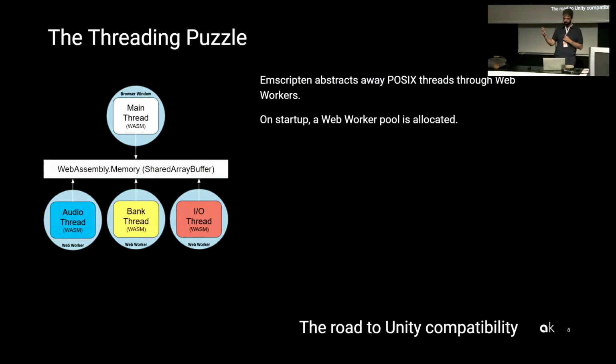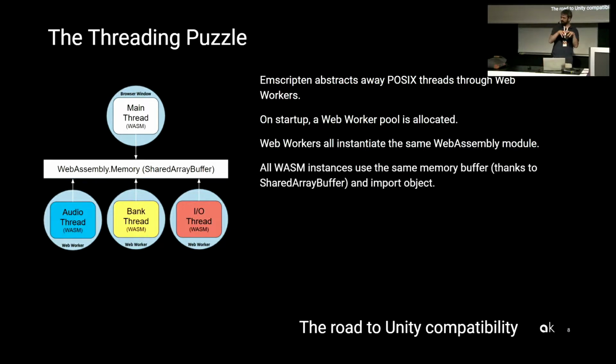So the way it works is Emscripten is going to set things up so that when the application starts, there's a web worker pool that's allocated. And when you start a thread using the pthreads API, one of those web workers from the pool is taken, and it will instantiate the same WebAssembly module that the main thread is using. And although it's instantiating a separate instance of this module, it will reuse the same memory heap from the main thread because it's backed by a shared array buffer.